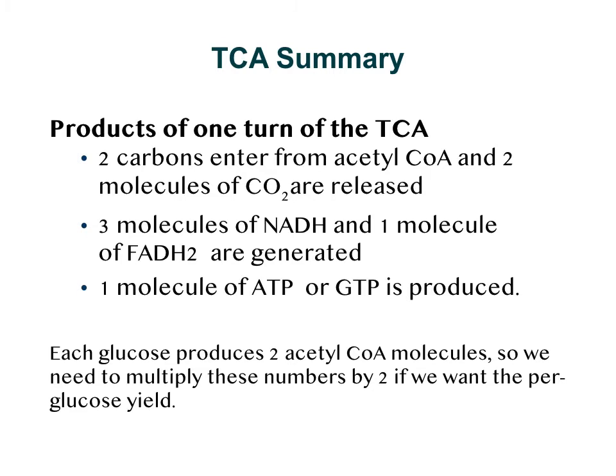So in summary, each turn of the cycle produces 2 molecules of carbon dioxide, which are waste products, plus 3 molecules of the reduced coenzyme NADH, and 1 molecule of either GTP or ATP, and 1 molecule of the other reduced coenzyme, FADH2. Like NADH, FADH2 is a carrier of high energy electrons and hydrogen.